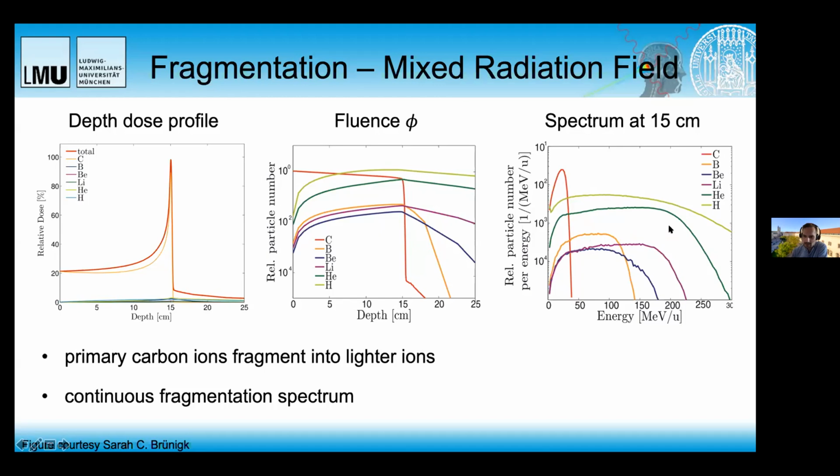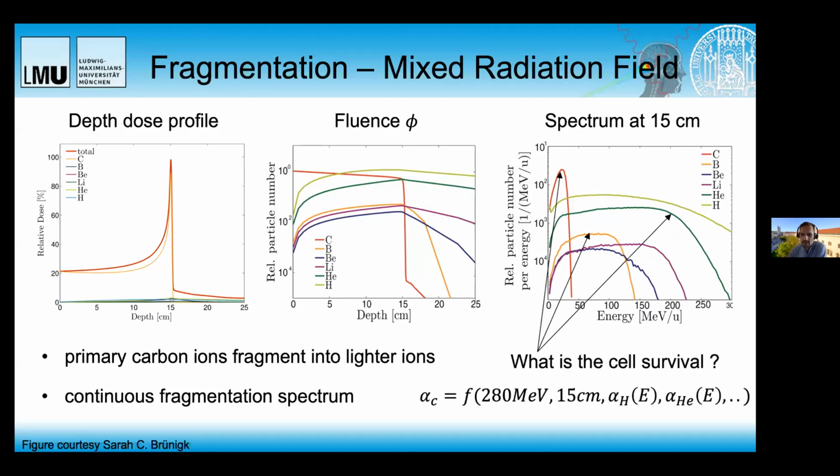And now when we think of biological treatment planning, and in this case, I'm setting a focus on carbon ion treatment planning, then the question is, what is the cell survival of all these fragments, which all have a different energy? This is basically a key question, and this is also what I'm going to present to you. So the overall radiosensitivity of this carbon ion beam is a function of the initial beam energy itself. It's also a function of the penetration depth. And then it's also a function of the radiosensitivity of all individual fragments, which in turn depend on the energy.